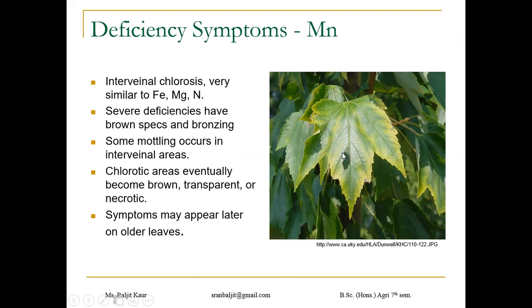Chlorotic areas eventually become brown, transparent, or necrotic, right? If the manganese deficiency advances, meaning it is not corrected, then the areas will become brown, transparent, and necrotic. And symptoms appear later on the older leaves. Firstly, the symptoms appear on the younger leaves, and in the later stages, the symptoms of manganese deficiency will appear on the older leaves also.